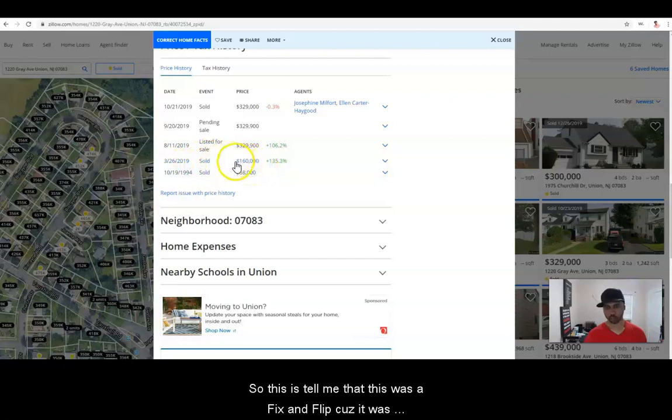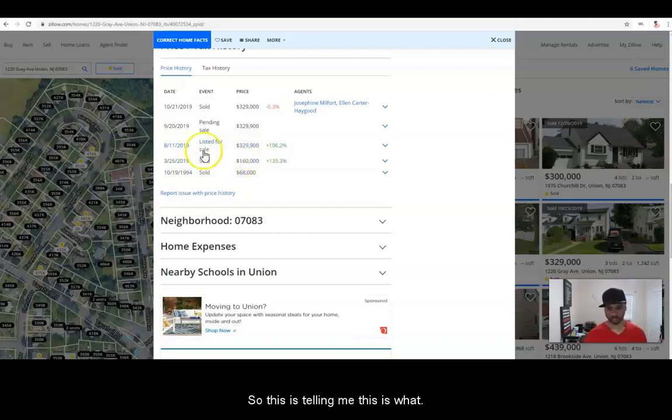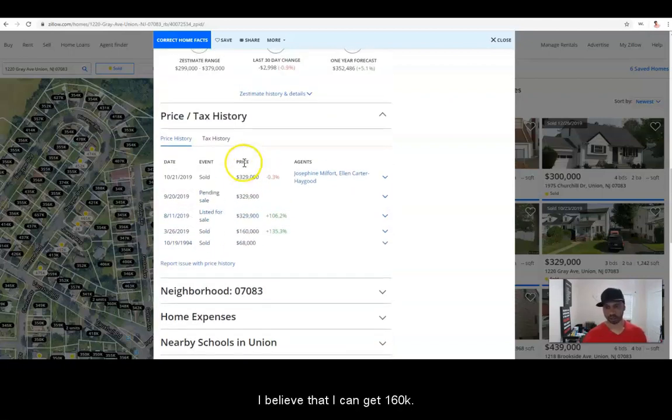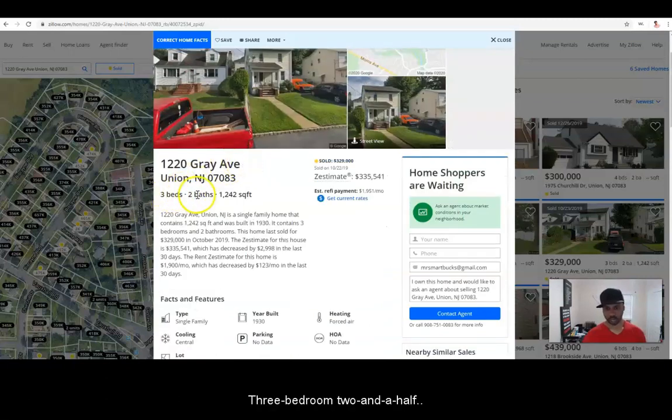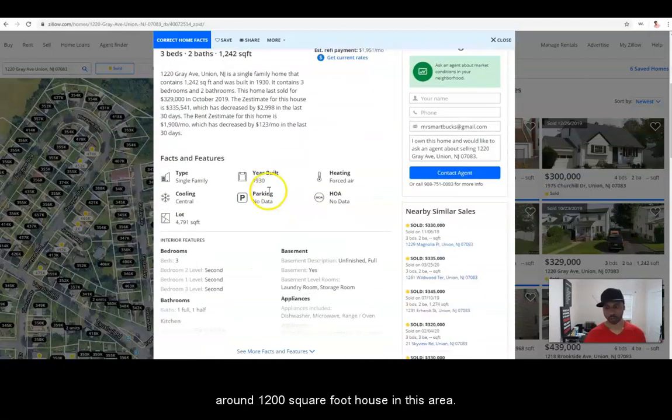So this is telling me that this was a fix and flip because it was bought in March of 2019 and it was put on the market 5 months later for $329.9. So this is what this investor paid. If this investor paid $160 for this property, I believe that I can get it for $160 for a 3-bedroom, 2-bath, around 1,200 square foot house in this area.